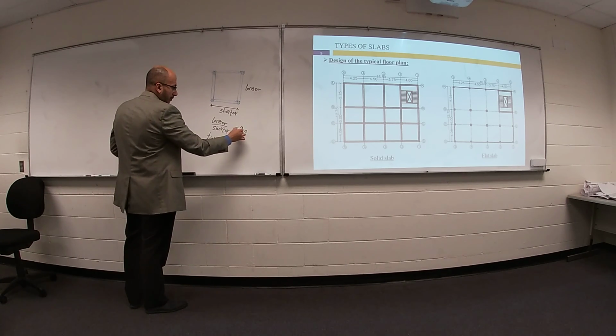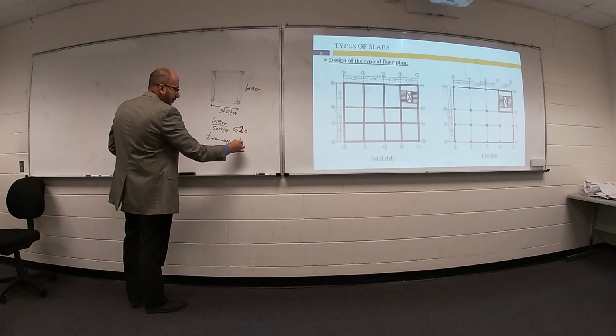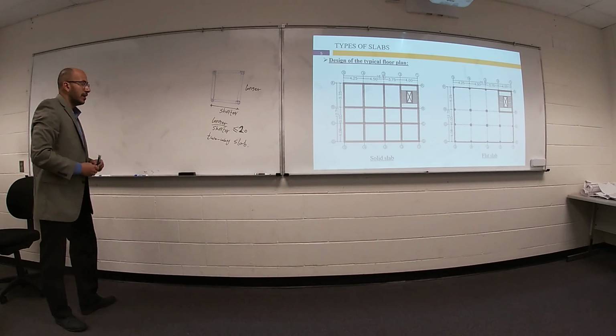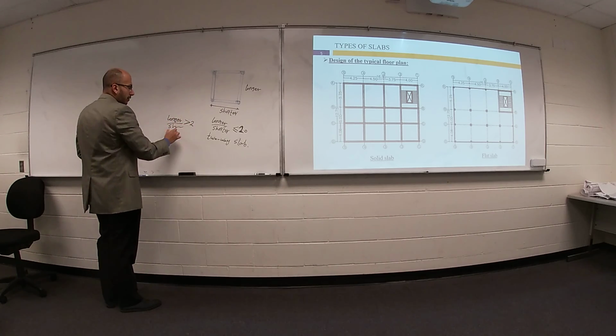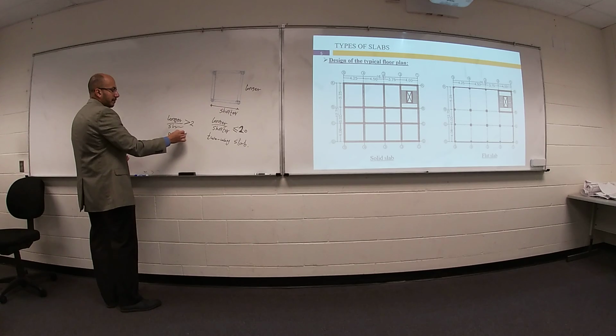a two-way slab. I'm sorry, 2. Two-way slab, not 1. If the longer divided by the shorter is greater than 2, it's a one-way slab.